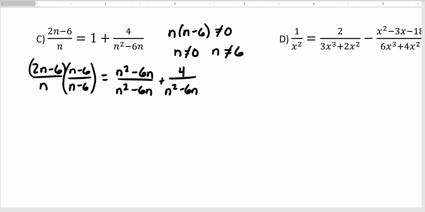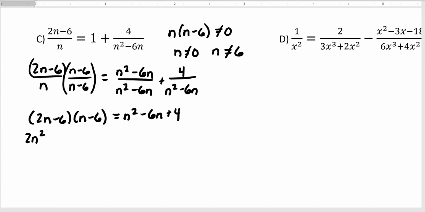So in order to solve this, we need to multiply out 2n minus 6 times n minus 6, and it'll equal n squared minus 6n plus 4. Okay, so when I do that multiplying out, I'd get 2n squared. 2n times negative 6 would be negative 12n, and another negative 6 times n, so that'd be negative 18n. Negative 6 times negative 6 is positive 36. So that would equal n squared minus 6n plus 4.